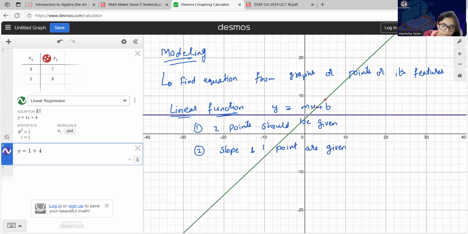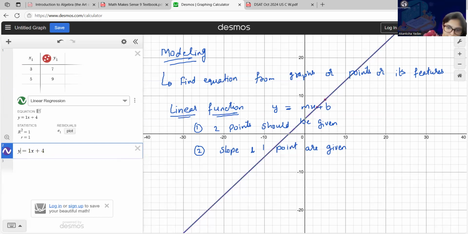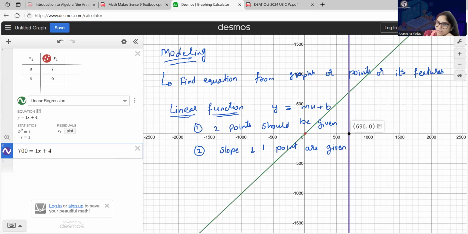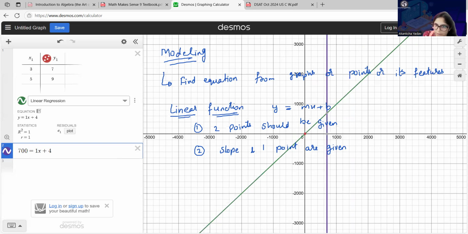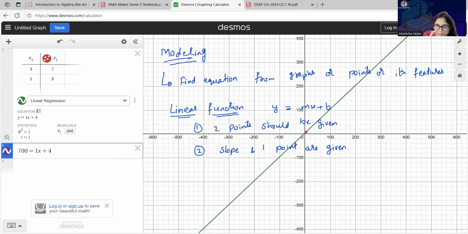So for that, what you can do, you can just put the y value here. For example, it's 700. And now you see where you're getting it, 696. Okay? Any doubt over here? So now you understand when to use linear regression? Very good.